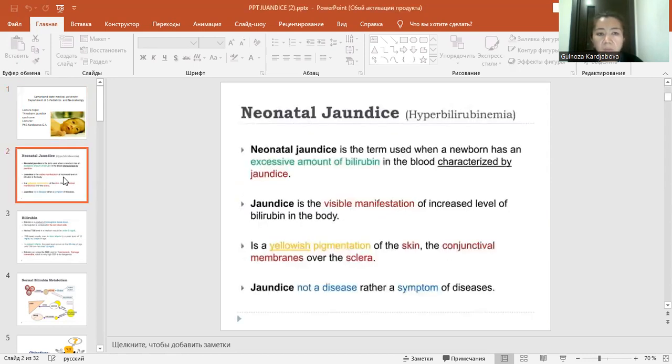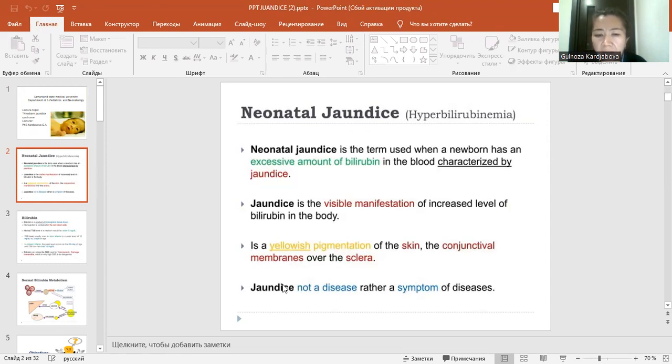So, hyperbilirubinemia, it is neonatal jaundice. We will try to understand the causes of hyperbilirubinemia today. Neonatal jaundice is a term used when a newborn has an excessive amount of bilirubin in the blood, characterized by jaundice. Jaundice is a visible manifestation of increased level of bilirubin in the body: the yellowish pigmentation of skin, conjunctival membranes, and sclera.